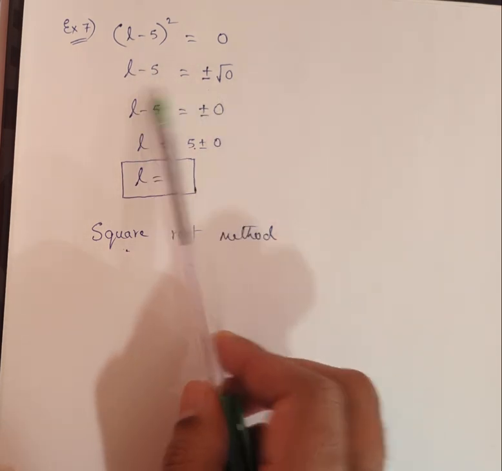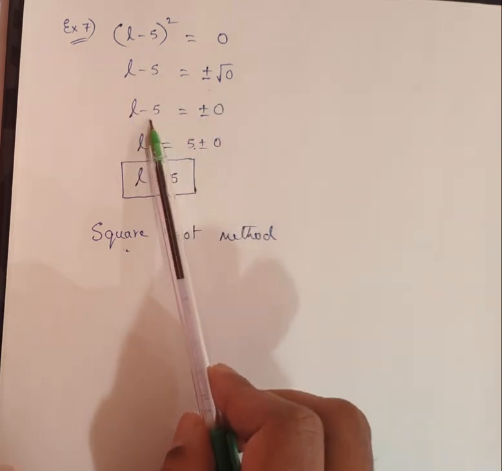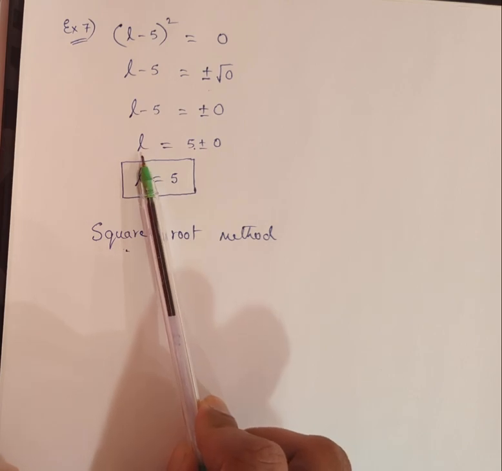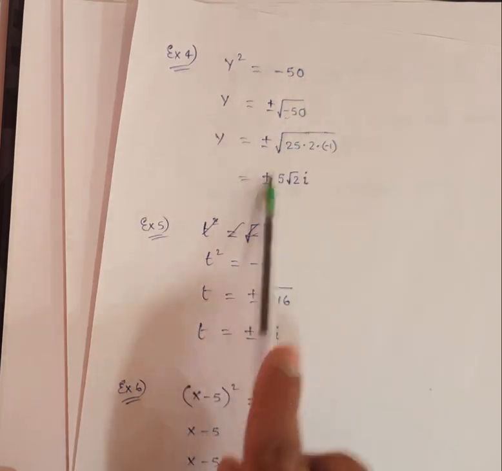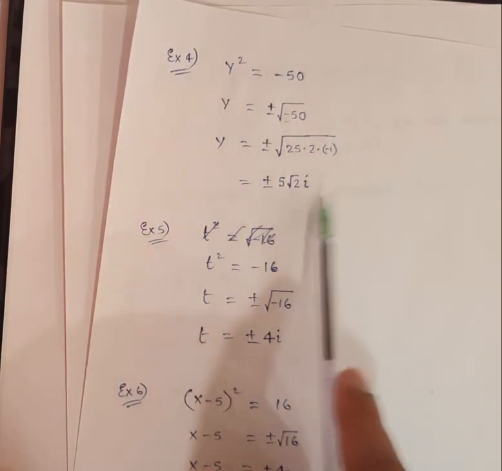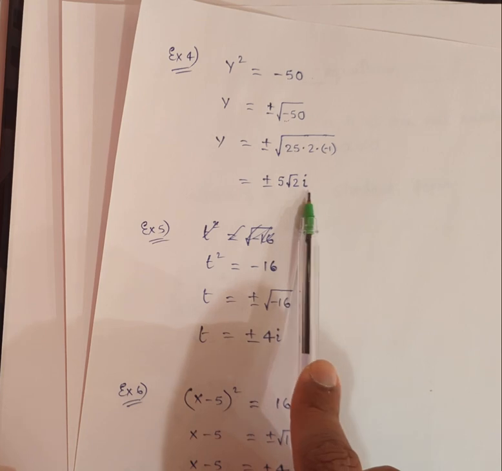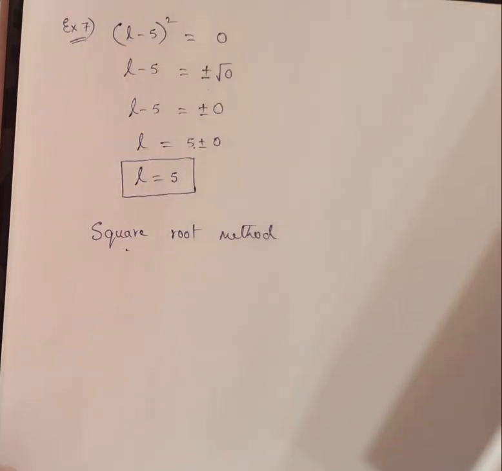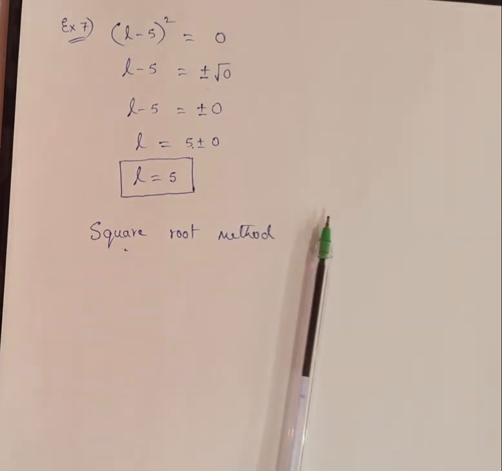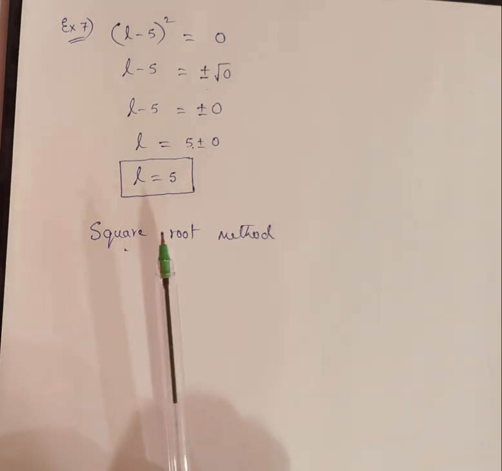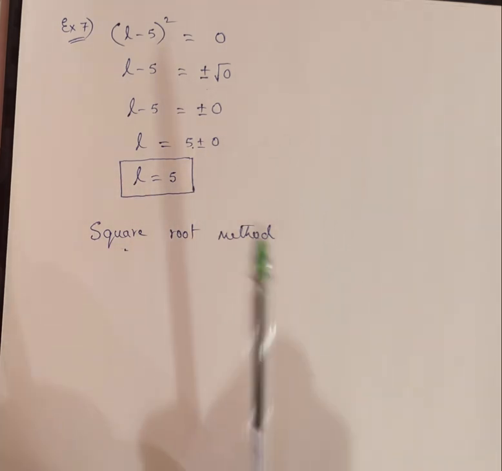Sometimes you may have to add or subtract a number on both sides to get the variable by itself. And sometimes you get it right away, like here. If you have a minus under the square root, then you'll have an i. Your answers are going to be imaginary. So this was quite straightforward. The square root method, you just take square root on both sides and get your answers that way. But it cannot be done for every single quadratic equation.